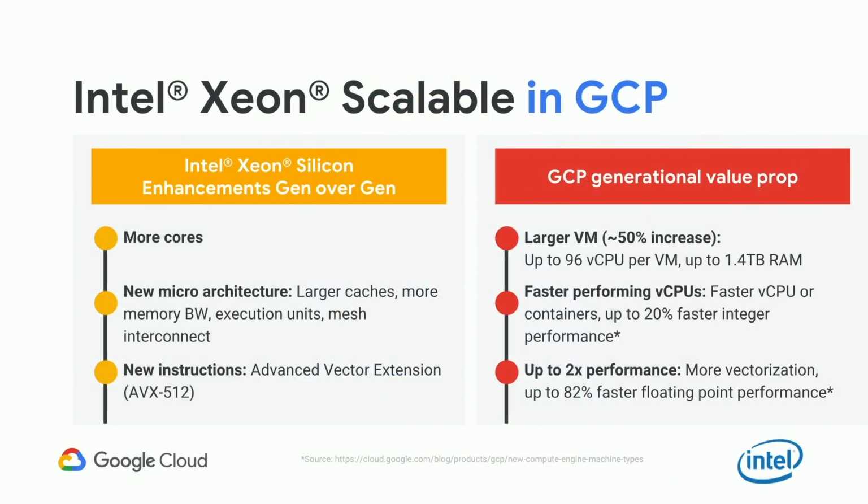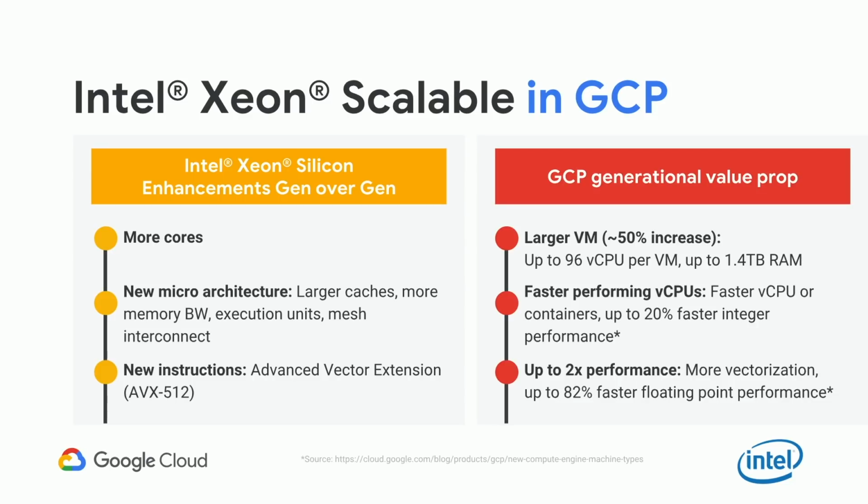So let's talk a little bit about our product. Intel Xeon Scalable product, also known as Skylake, is the latest generation of Intel CPUs available in GCP since first quarter of 2017. These processors increase the number of CPU cores from previous generation, which translates to 50% larger VMs. You can now select Skylake-based VMs with up to 96 vCPUs and memory as large as 1.4 terabyte.